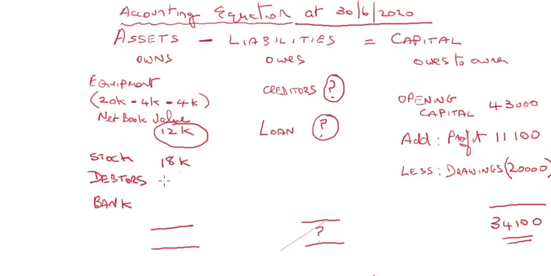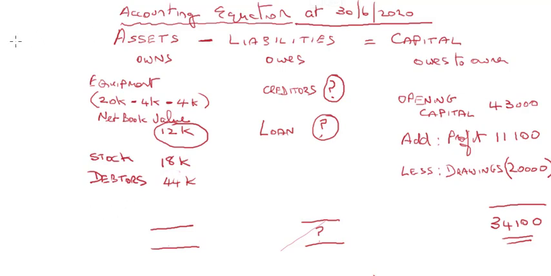Okay, we know what the debtors are. The debtors, we said, were 44,000. And the bank, well, there is no bank on the asset side anymore, because remember we said that the bank balance is 9,000 overdrawn, so we're going to get rid of it there. We don't want it there anymore, because there's no money in the bank account.